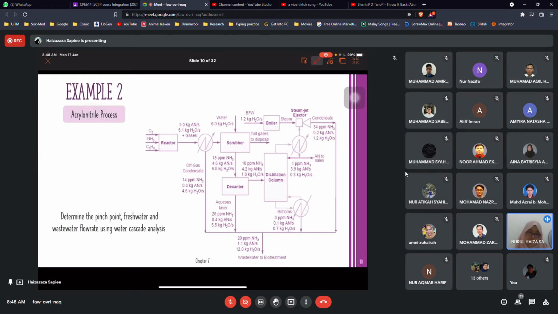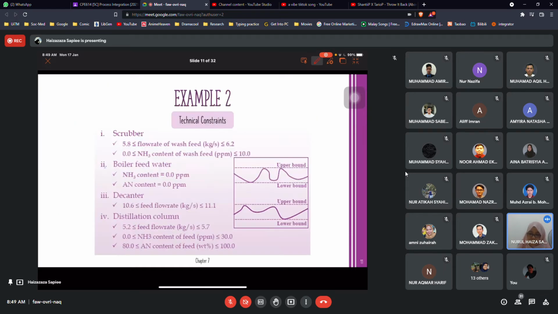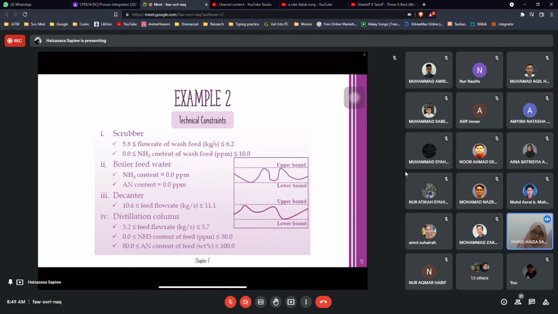So we're looking at the same example. So semua dah faham ke example ni? Belum. Apa yang tak faham? So dia tanya soalan sama, pinch point, fresh water, wastewater using water cascade. So nampak tak macam mana yang technical constraints ni, faham tak?